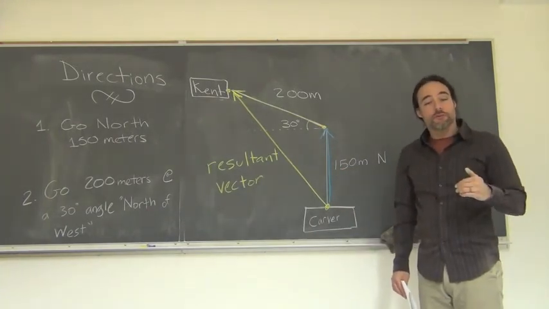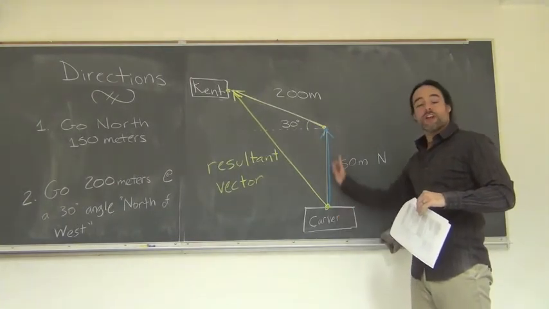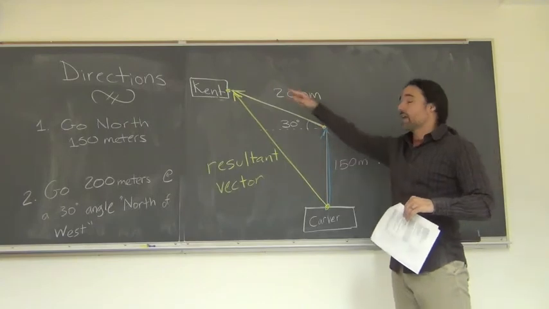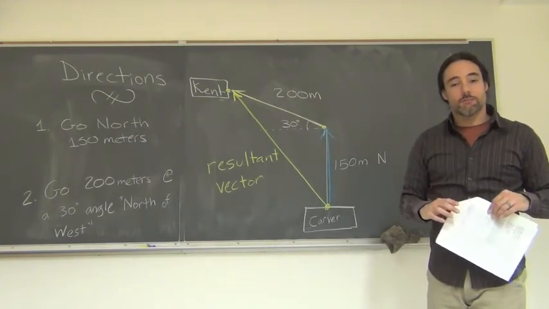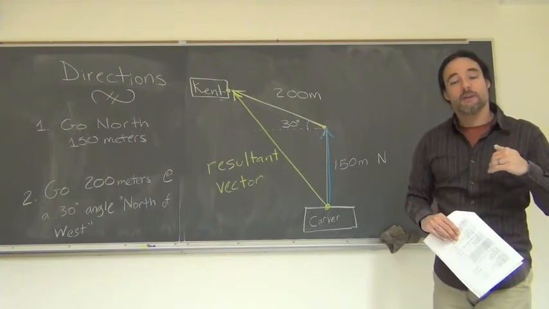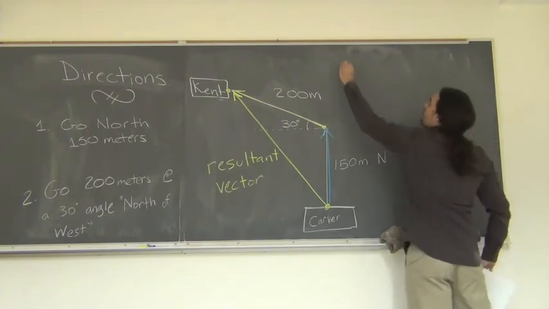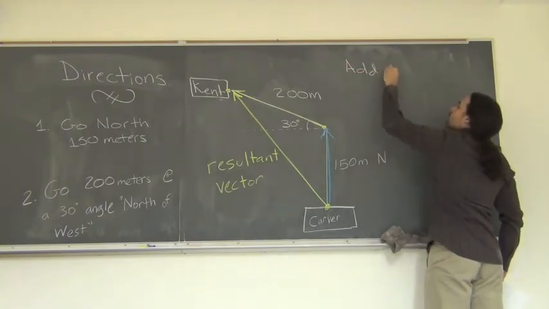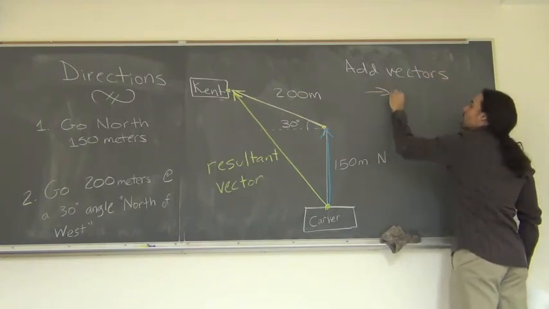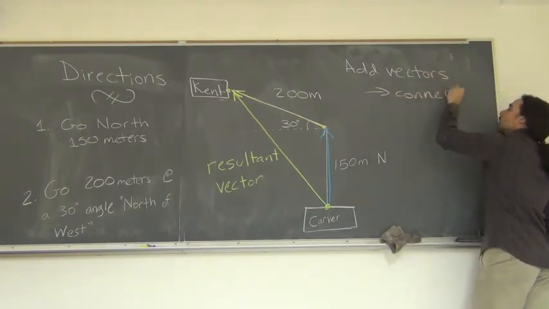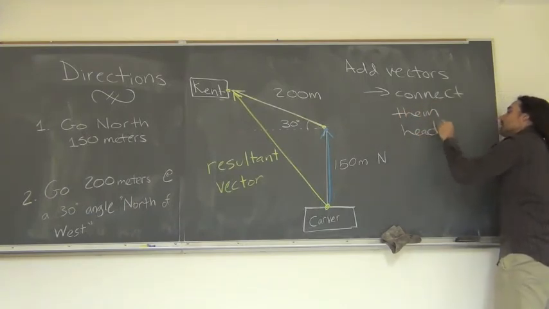If I'm adding multiple vectors, 2, 3, 4, etc., all you're doing is tracing the arrows, and I say first I do this, then I do that. You follow the path of the arrows, you're just connecting them head to tail. So to add vectors, connect them head to tail. Add vectors, that just means connect them head to tail.